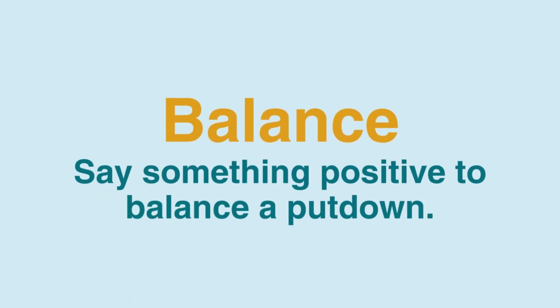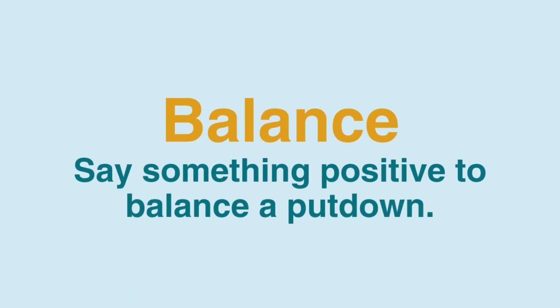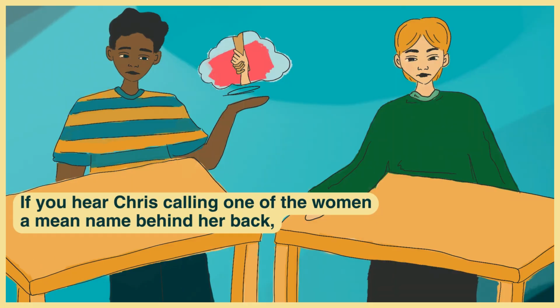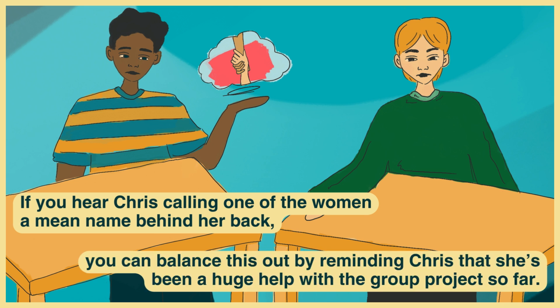One possible action you can take is to balance the situation, which involves saying something positive to balance a putdown. For example, if you hear Chris calling one of the women a mean name behind her back, you can balance this out by reminding Chris that she's been a huge help with the group project so far.